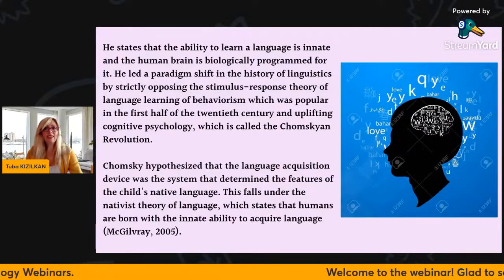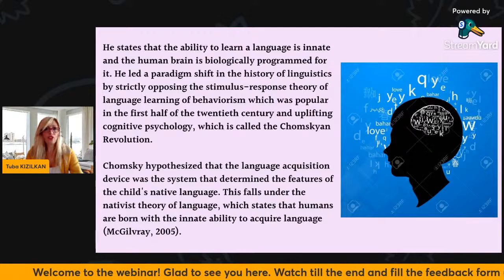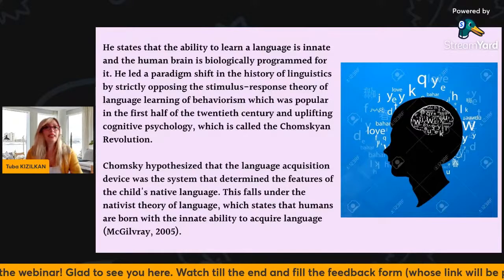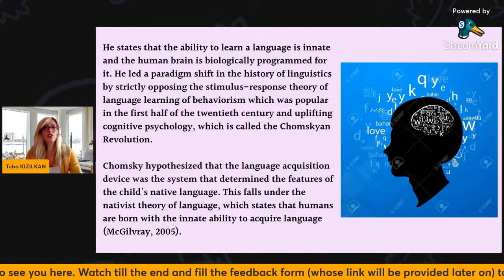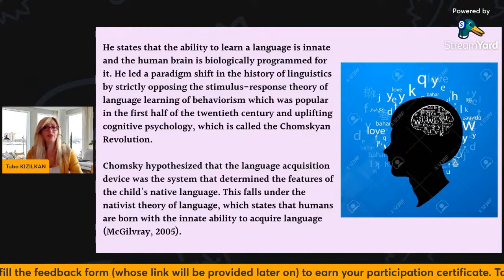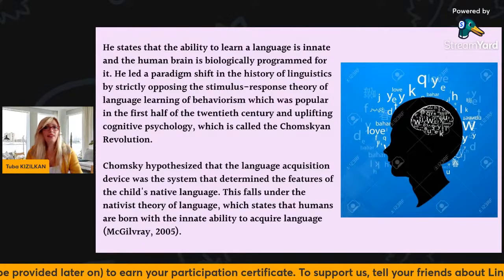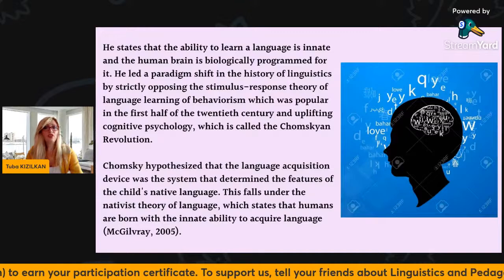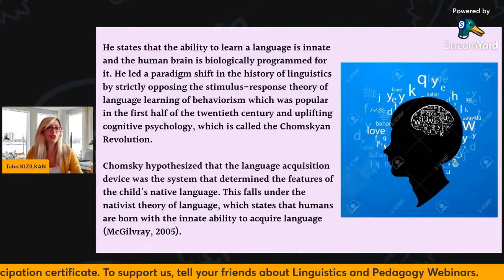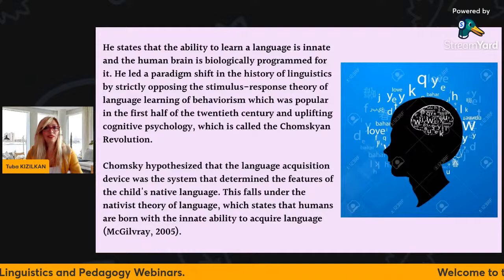He also states that the ability to learn a language is innate and the human brain is biologically programmed for learning a language. And what he did was leading a paradigm shift in the history of linguistics by strictly opposing the stimulus response theory of language learning of behaviorism, which was very popular in the first half of the 20th century, and uplifting cognitive psychology, which is called the Chomskyan revolution, because his ideas and his assumptions were quite revolutionary.